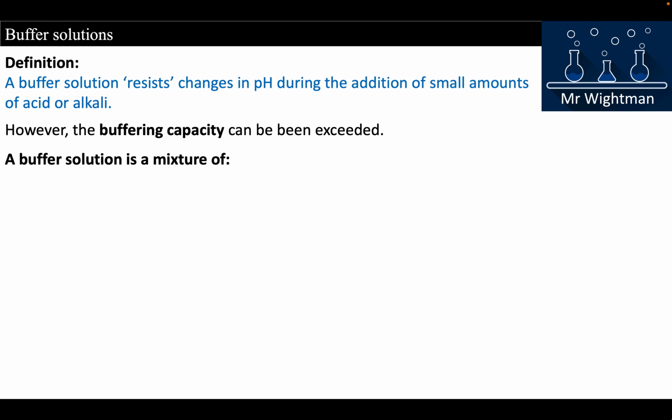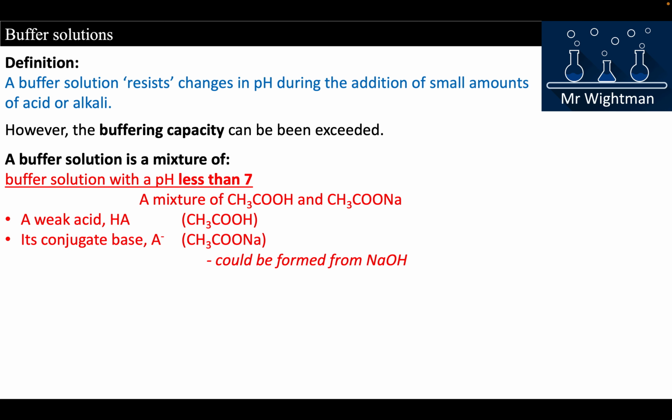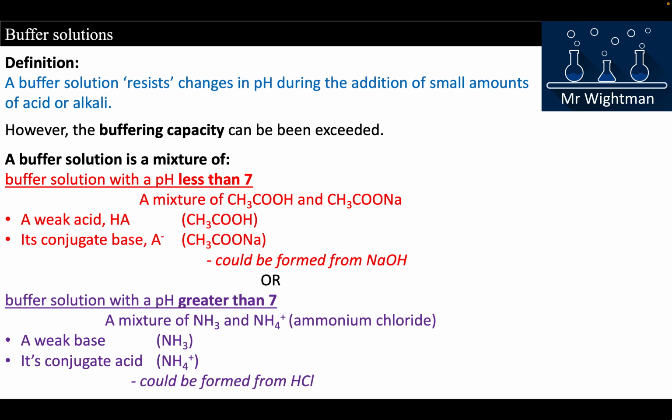A buffer solution is a mixture of ethanoic acid and sodium ethanoate, as an example. So that's a weak acid and its conjugate base. Or to have a pH buffer of greater than 7, you could have a weak base and its conjugate acid. One way to achieve that would be ammonia and an ammonium ion containing compound, such as ammonium chloride. But in this session I'll be talking just about the buffer solution with a pH less than 7.